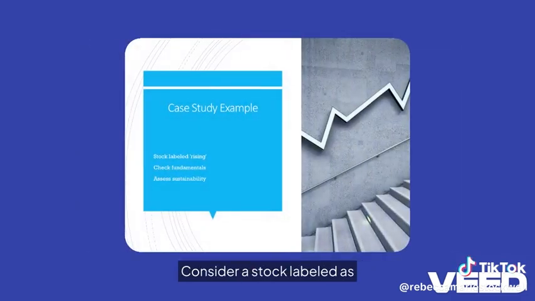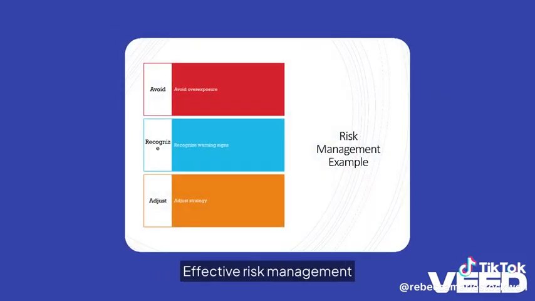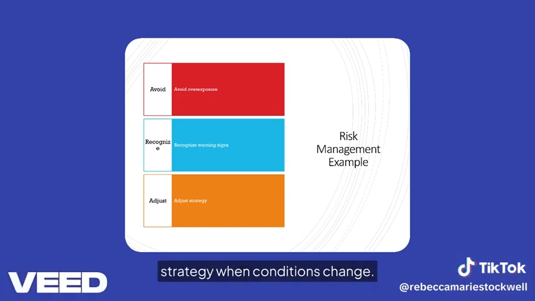Consider a stock labeled as rising. Before buying, we examine its fundamentals: revenue, earnings, debt, and valuation, and then assess whether the recent performance is sustainable or just short-term hype. Effective risk management means avoiding overexposure to any single idea, recognizing early warning signs, and adjusting strategy when conditions change. Protecting capital is as important as growing it.